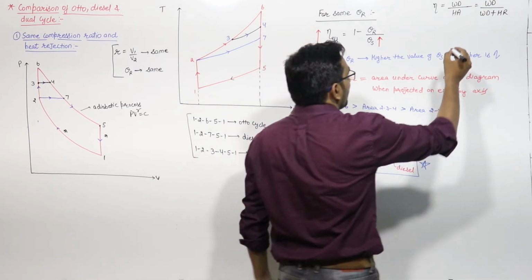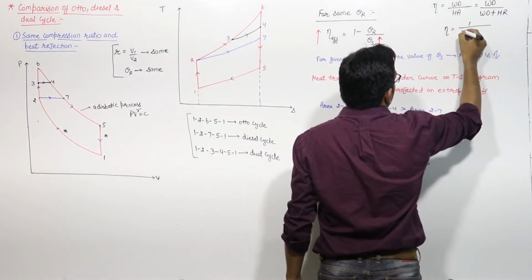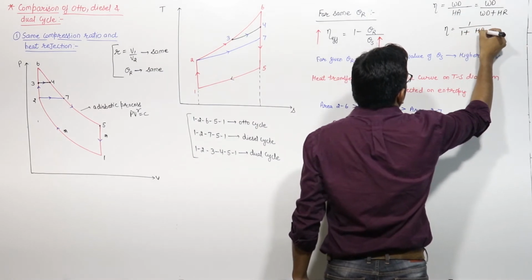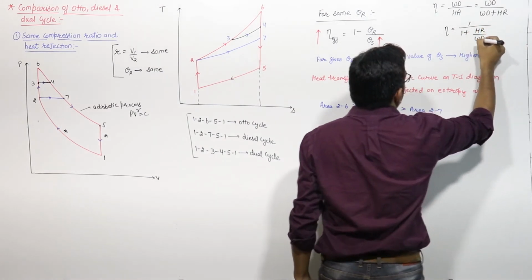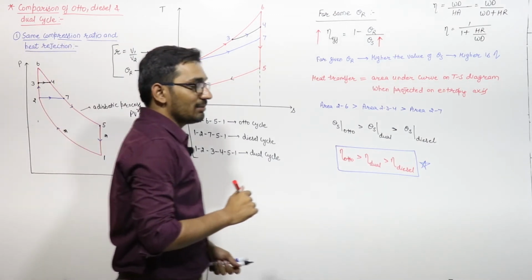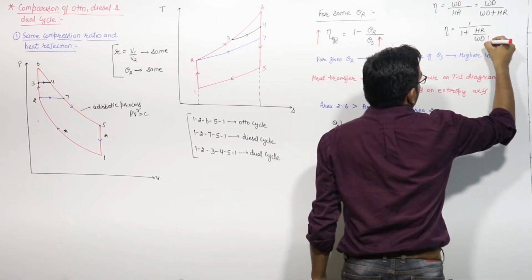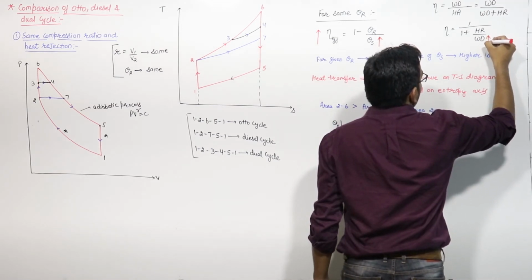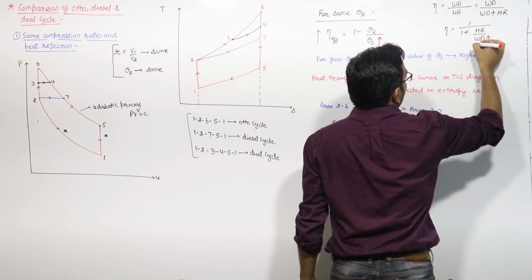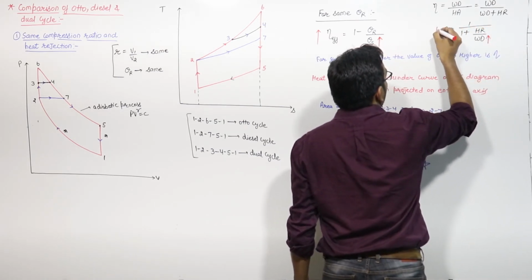So from here you can write that efficiency will be equal to 1 upon, if I divide this, 1 plus heat rejection upon work done. Heat rejection is the same for all the three cases. So if work done is more, then this value will be less, then this denominator will be less, then the efficiency will be more.